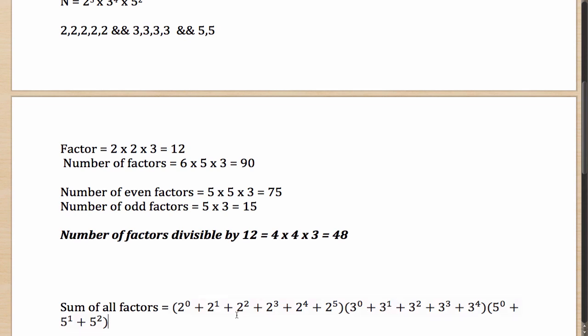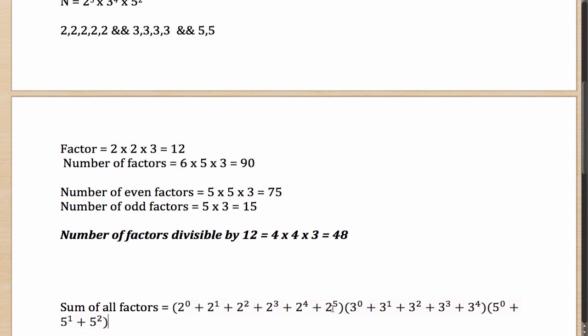But why this formula? The point to note is that there are 6 terms here, there are 5 terms here and there are 3 terms here. You take any multiple of this, it will lead to one unique factor. What I am trying to say is, let's say you take 2 square from here, you take 3 to the power 1 from here and 5 to the power 0 from the third set. What do you get? You get 12, which is a factor.